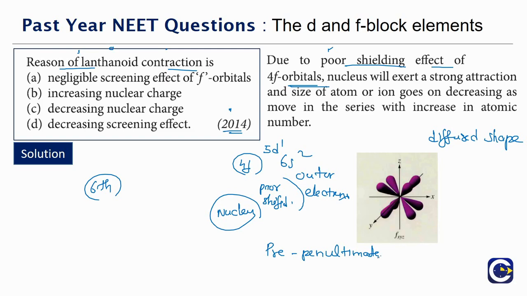So this poor shielding effect will make sure that the outer electrons come under stronger influence of the nucleus, because as the atomic number is increasing, the nuclear charge is also increasing. But the poor shielding effect results in outer electrons coming under more influence of the nucleus. So the correct answer for this is what? The lanthanide contraction is because of the negligible screening effect of the f orbitals, and that is because of the diffused shape of the f subshell.